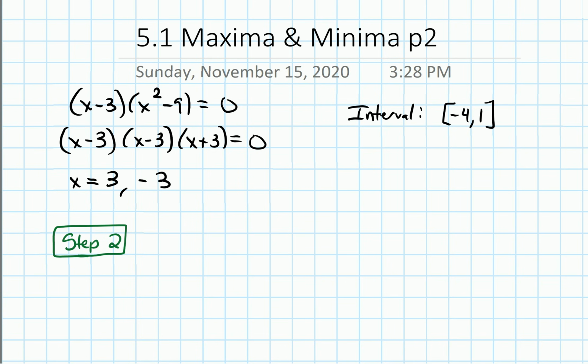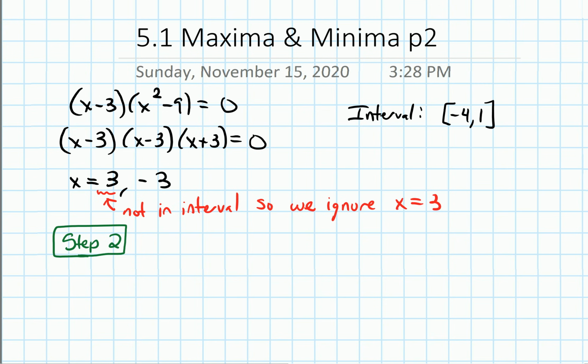But remember, we're only taking the critical numbers that occur in the given interval, which was from negative 4 to 1. So positive 3 is not in the interval. So we ignore it. We ignore x equals 3 in our computation. If we had a different interval that 3 was a part of, then I would still include it in step 2. But for our purposes, it's not in my interval, so I don't need to worry about it.